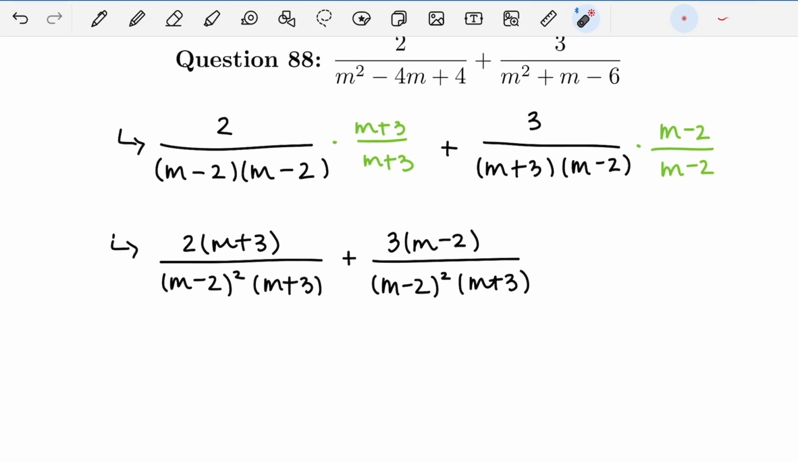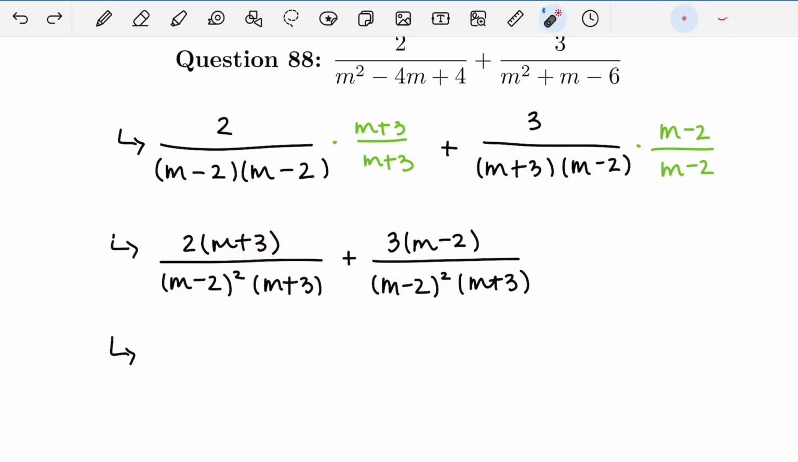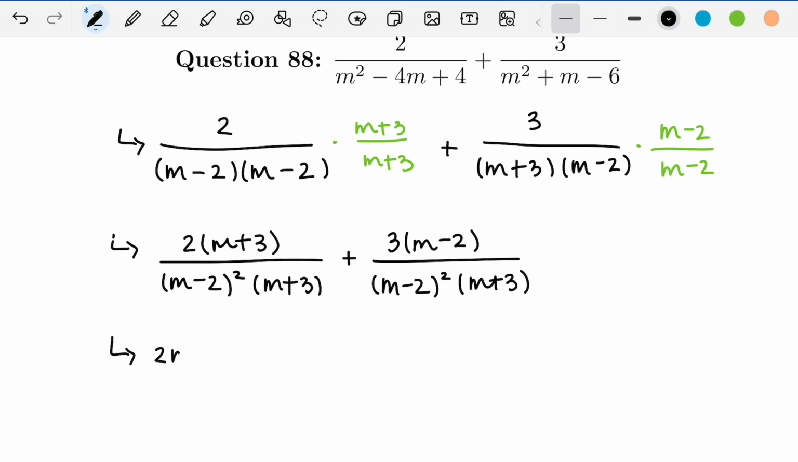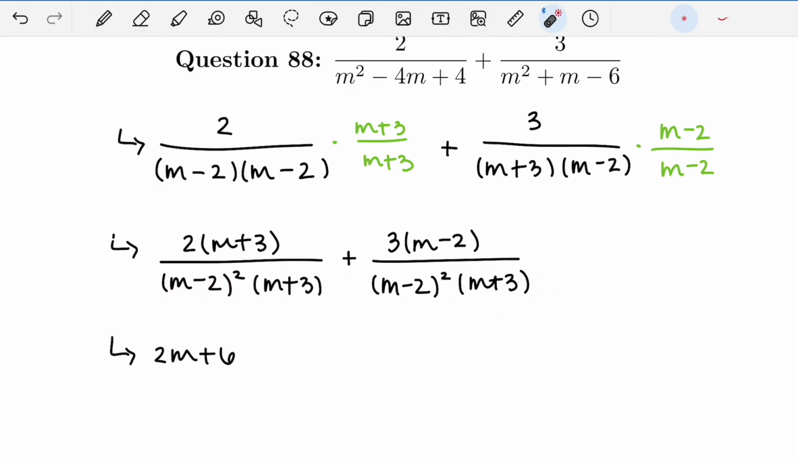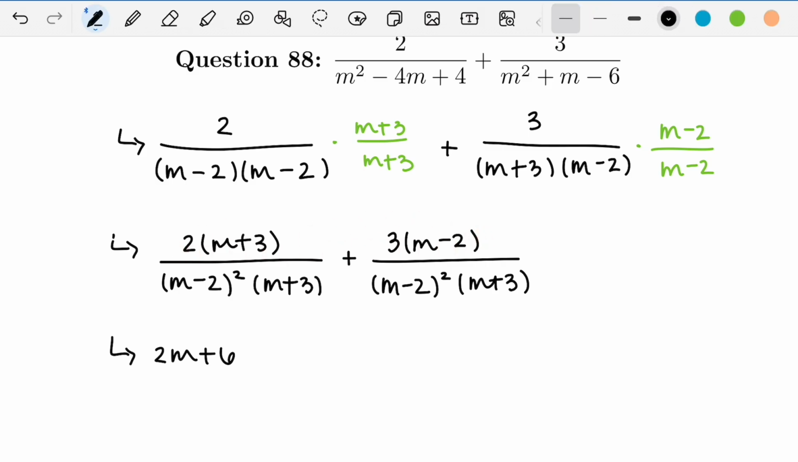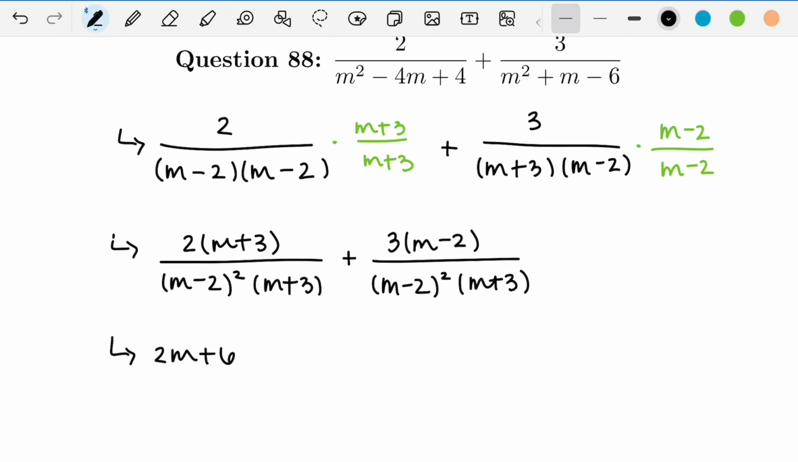So from here, we'll distribute this 2 to both terms in our parentheses here. So we're going to have 2m plus 6, and since we have a common denominator here, we're going to write all of this over one common denominator. So our second numerator here, we're going to distribute this 3 to both terms there, so we're going to get 3m minus 6. Like I said, this is going to be all over our common denominator here.